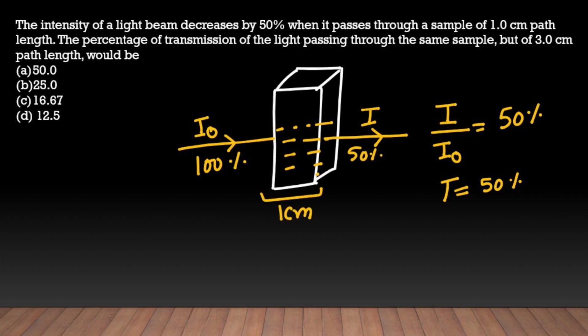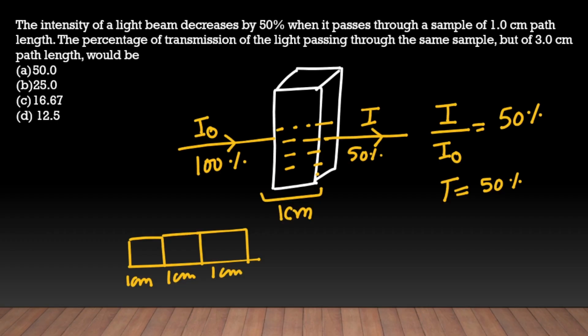Okay, so now instead of 1 centimeter, this same sample is taken and placed in the cuvette which is of 3 centimeters. So now here this tube that you are having, 3 such blocks are present. Each of them is of 1 centimeter.